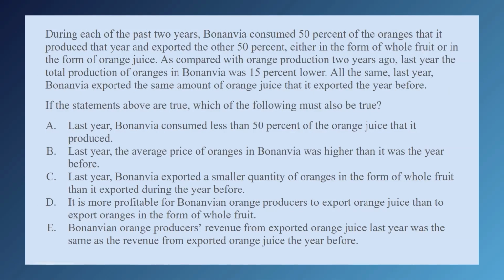During each of the past 2 years, Bananvia consumed 50% of the oranges that it produced that year and exported the other 50%, either in the form of whole fruit or in the form of orange juice. As compared with the orange production 2 years ago, last year, the total production of oranges in Bananvia was 15% lower. All the same, last year, Bananvia exported the same amount of orange juice that it exported the year before. If the statements above are true, which of the following must also be true? So we are looking for an inference answer here because it's something that must be true.